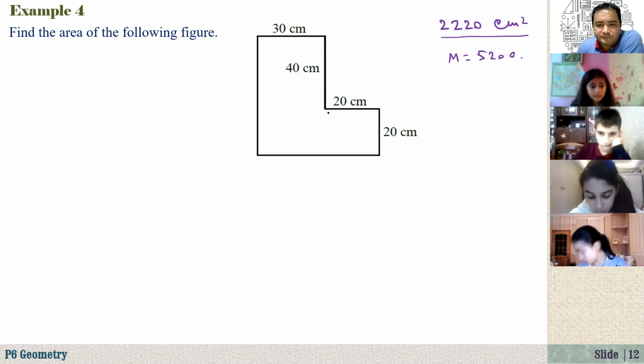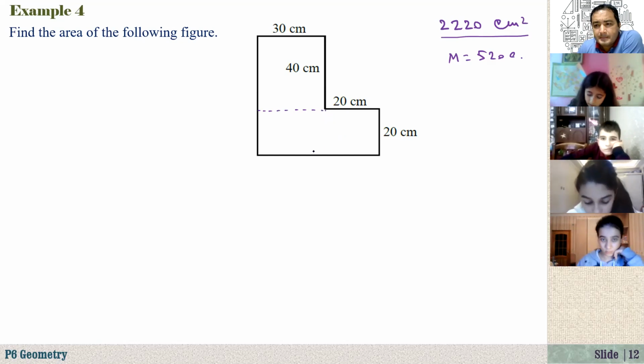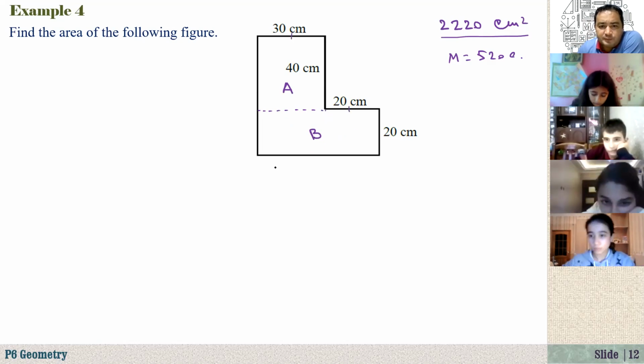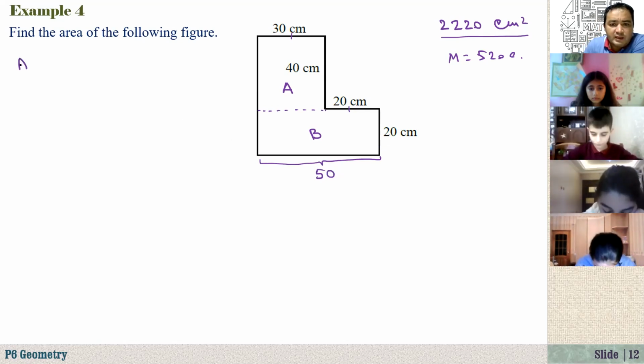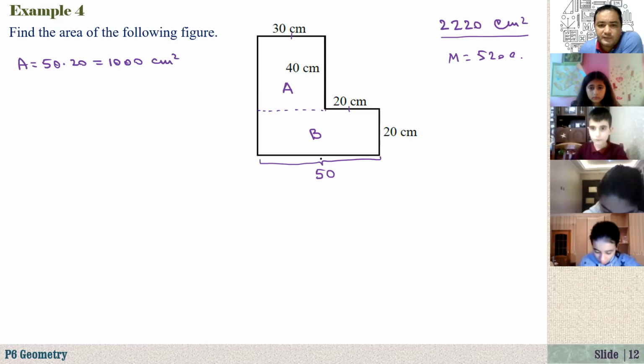Now, let me cut from here. Now this one is, let's say, A, and this rectangle is B, right? As you see here, this one is 30 and this one is 20. That means what is the length of this rectangle? It is 30 plus 20. That's equal to 50, right? And width is 20. So now B is equal to 50 times 20, that's equal to 1000 cm squared, right?